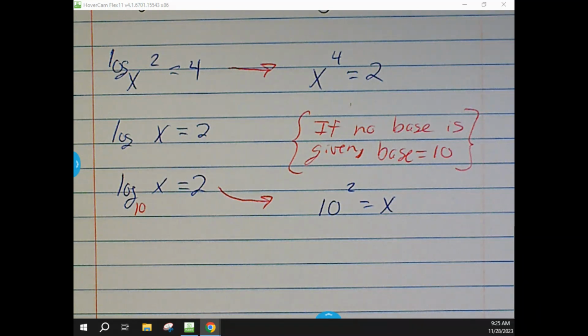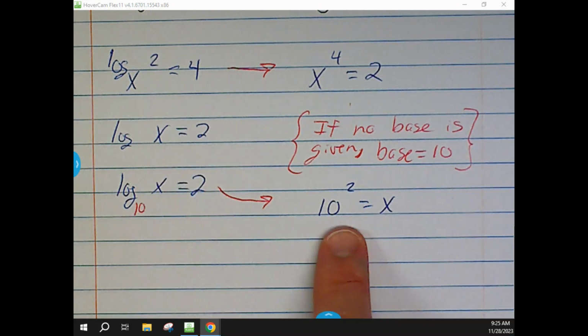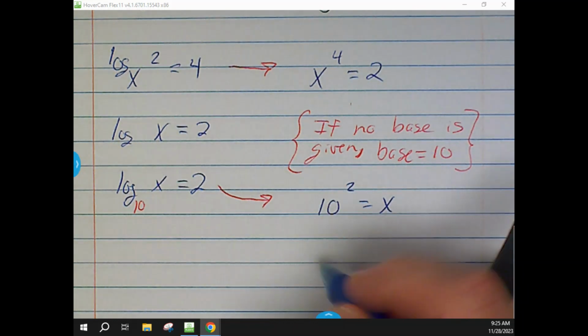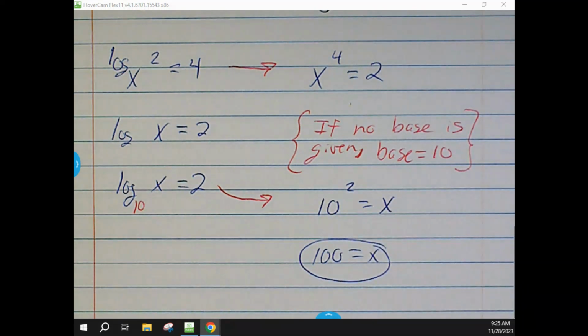Okay, and that's if you want a preview of what we're doing with this, that's where we're going to go in the coming up next part, and why we do this rewriting stuff. If we have an equation like this and we don't know what the answer is in log form, we can rewrite it in exponential, and then we go, oh, well, that's 10 squared equals x. Well, 10 squared equals 100. So then x equals 100.